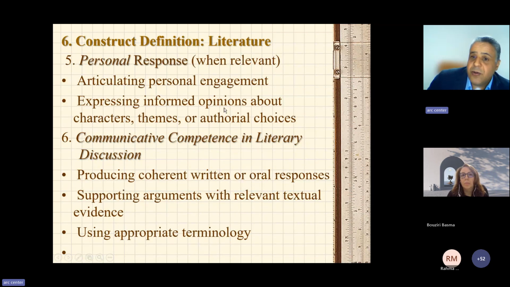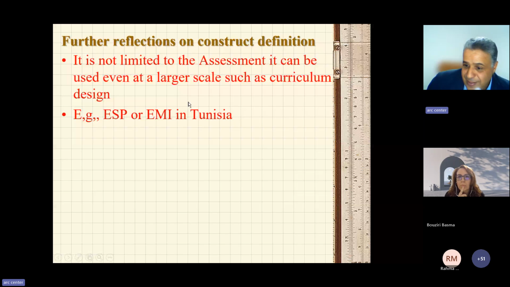Okay, for the reflections on construct definition, I'm going to conclude with this slide.